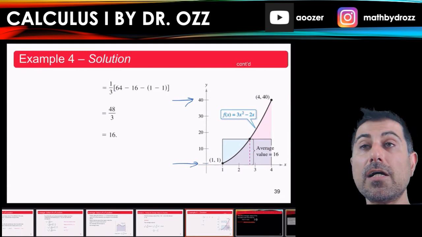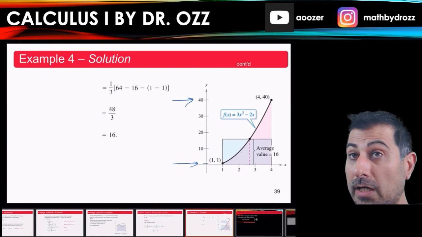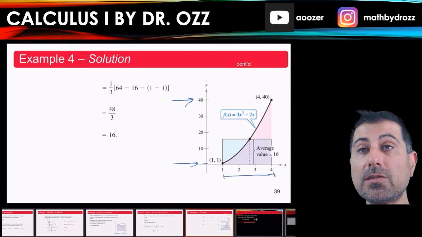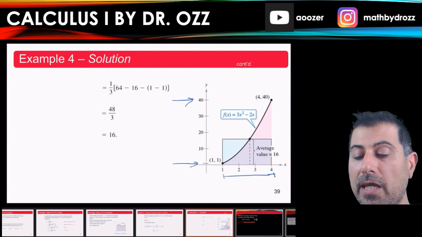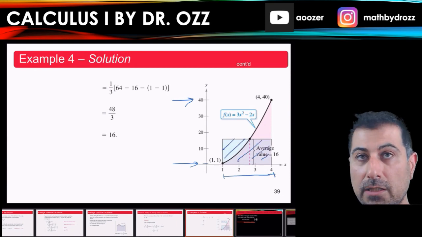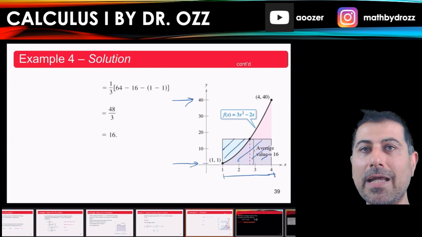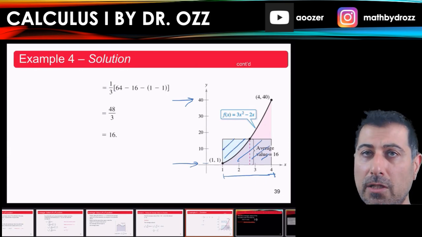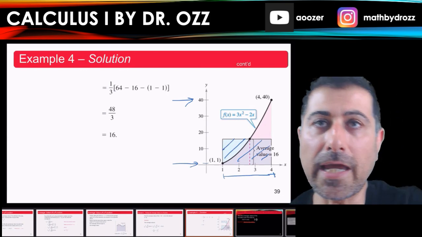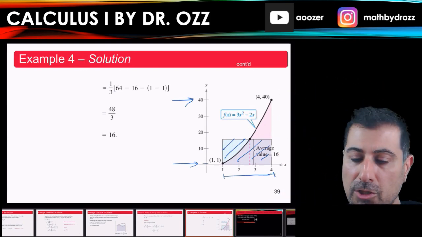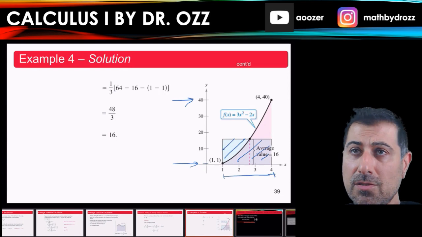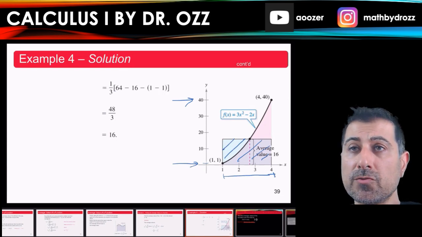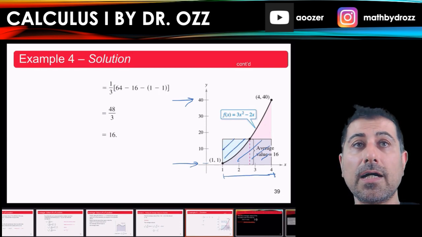And if you make up a rectangle whose height is 16 and width is 3 in this regard, and you look at the area of that, that area should be exactly the same as the area between the curve and the x-axis. So the area of the pink region should be exactly equal to the area of the blue region. That's exactly what it means to have the average value, and how we're going to look at the average value in terms of the area concept.